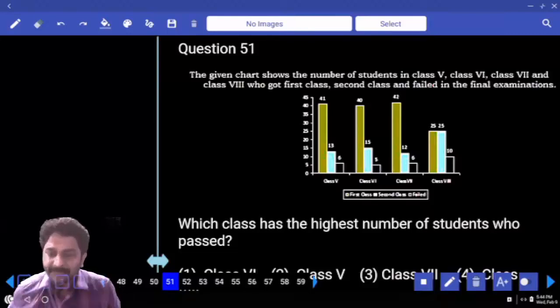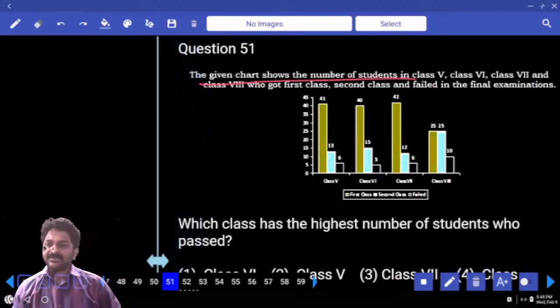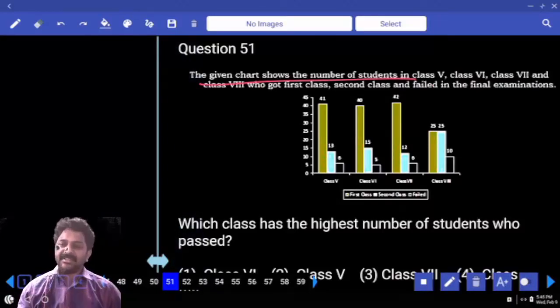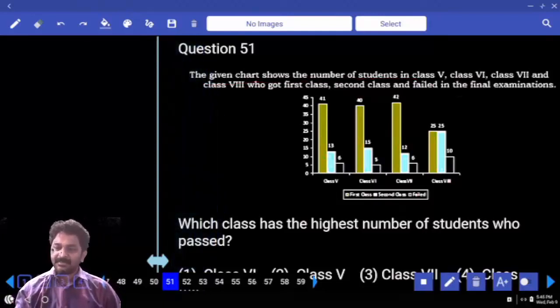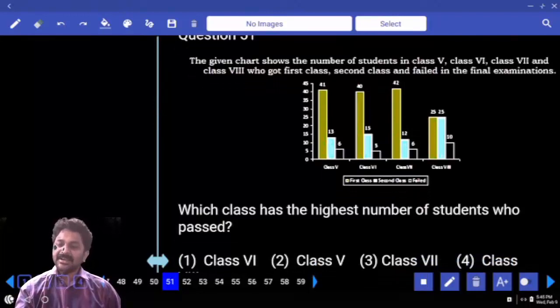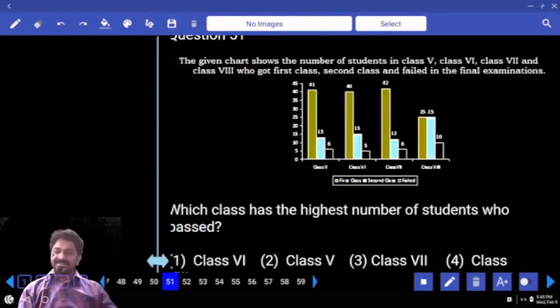Question 51. The given chart shows the number of students in 5th, 6th, 7th, 8th class who got first class, second class, and failed in the final exam. Which class has the highest number of students who passed? It is about only the number of students, not percentage.